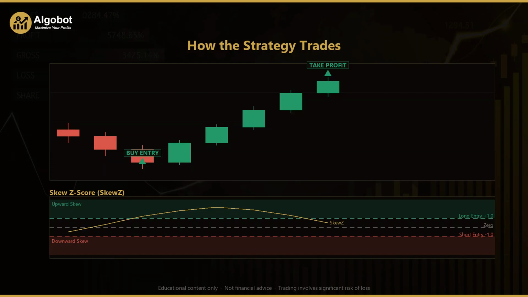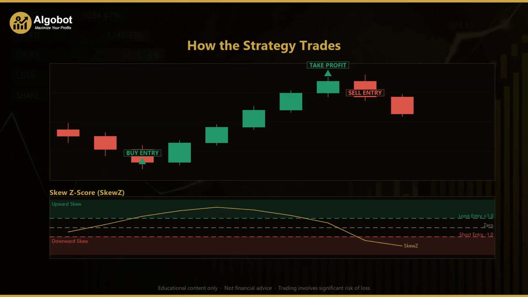Notice that the entry happened before the trend was obvious. That is the behavior the strategy is trying to study. As price peaks, the character of the distribution changes. Watch the panel again. Right as price stalls near its high, the SkewZ score rolls over hard and drops down through the -1 line. Underneath that toppy price action, the market is now absorbing buying and releasing in larger down moves, so the asymmetry has flipped negative.